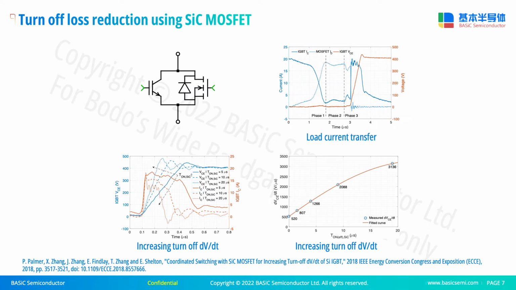Our latest work in progress is based on some of my early research. For example, here for the turn-off, the load current is first transferred from the silicon IGBT to the silicon carbide MOSFET. As the high-level excess carriers accumulated in the on state in the IGBT recombined and diffused before the turn-off, the dv/dt of the device pair can be increased and the losses can be reduced.